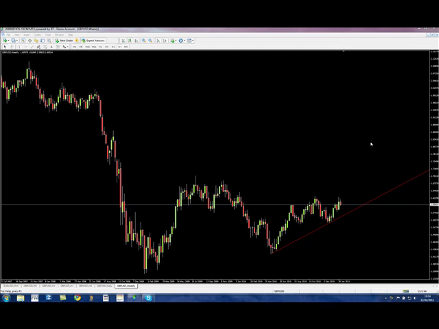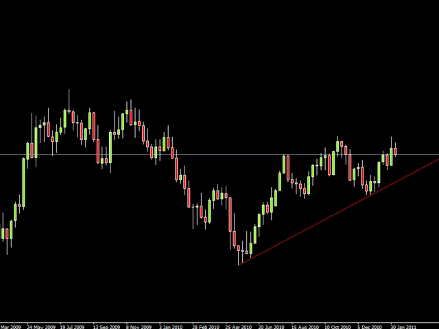Hello traders, I want to do some analysis on the pound dollar. So I started off with a weekly chart here. As you can see, no indicators, just purely price action, which is, as far as I'm concerned, the best way to trade really. And then you use blank charts to get an overall picture of the market, and then use indicators to try and get an entry.